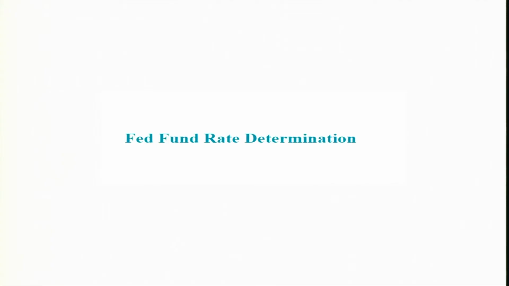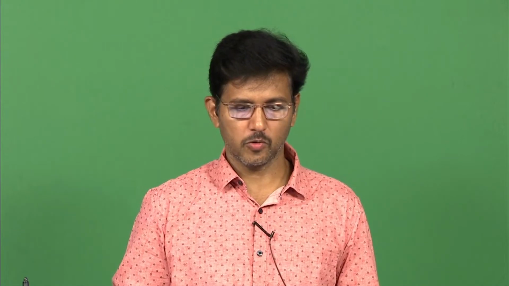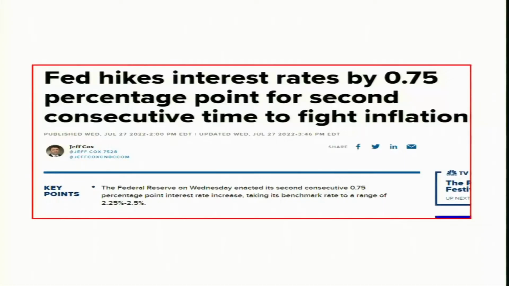The main objective of this session is to discuss the mechanism of Fed fund rate determination. I'm just showing you a newspaper clipping. It shows the Fed again increasing the Fed fund target rate. It is now increased to 2.25 to 2.5%. So that means the lower limit is 2.25 and the upper limit is 2.5%.